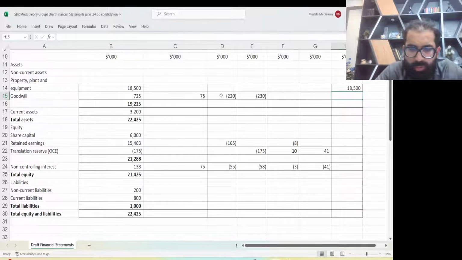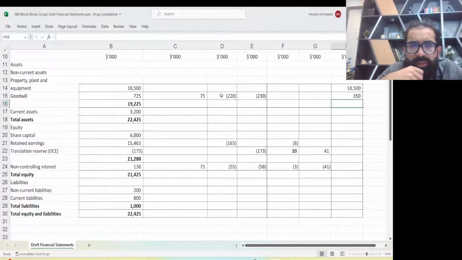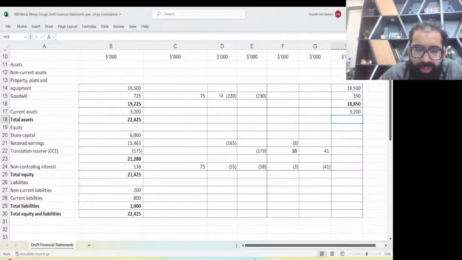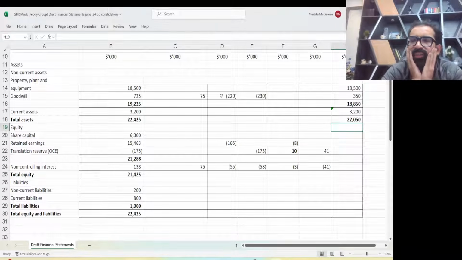Okay, 350 is the goodwill. Then we add both of them, 18850. The third thing is current assets. Yes, there is no adjustment for current assets, so copy paste. Okay. Then finally add the last and second last. Okay, so your total assets are 22050. Please check it out. Total assets are 22050.